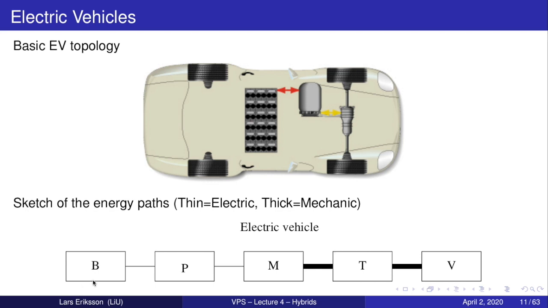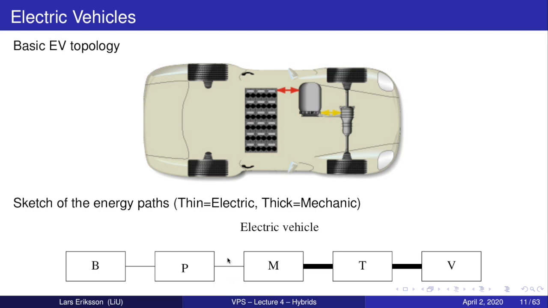So we have the battery, we have the power electronics. The power electronics controls the power to the electric machine that mechanically is coupled to the transmission and the vehicle. The transmission can be a final drive or a differential drive that allows to have separate speeds of the right and left wheel.